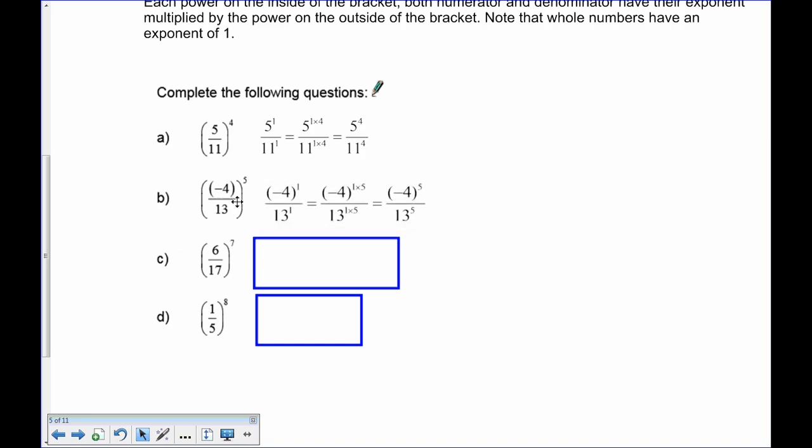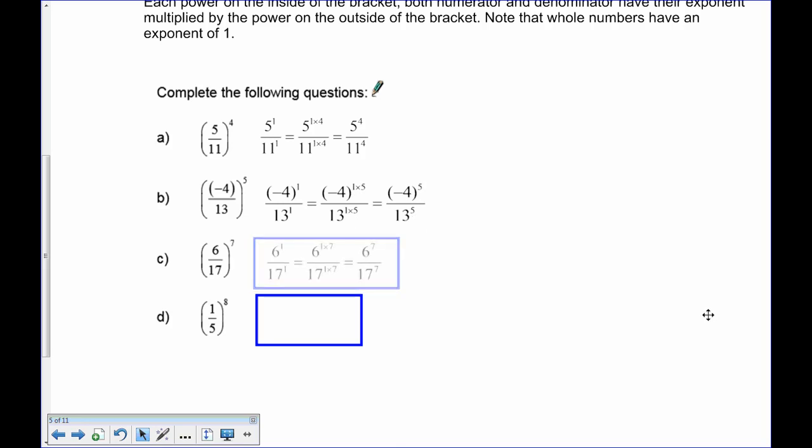Negative 4 is kept inside brackets to force the negative to stay with the 4. That gives me a negative base in all 3 cases. 5 is the exponent on the outside. 1 is the exponent on the inside. So it's 1 times 5 giving you a 5, and 1 times 5 giving you a 5 here.